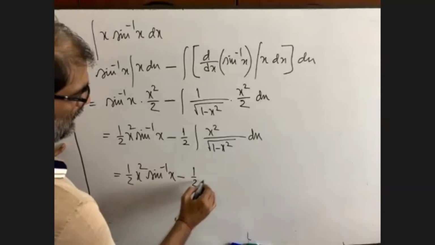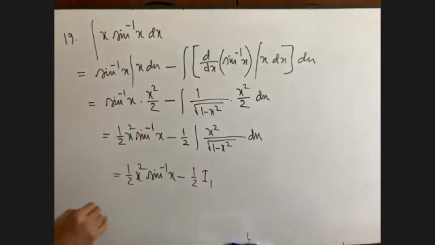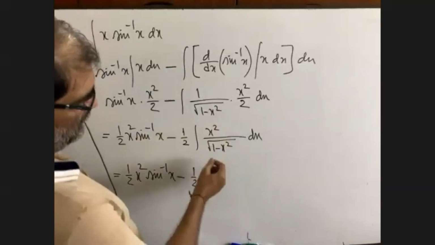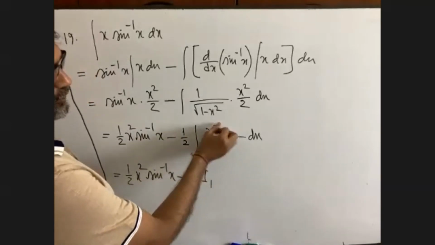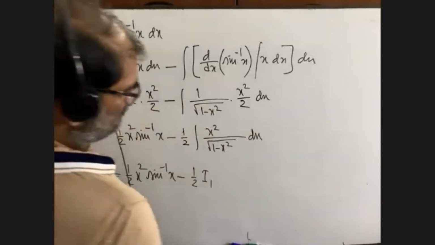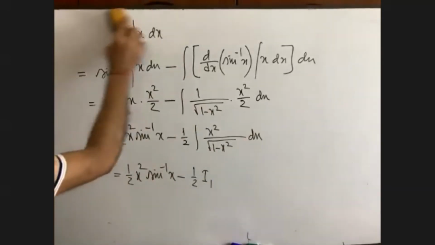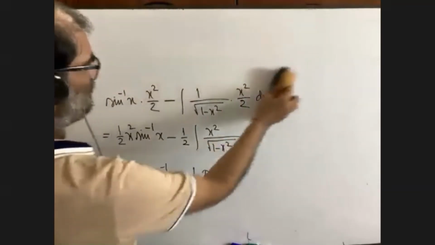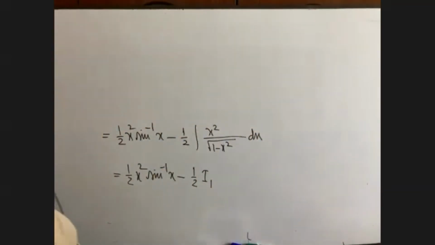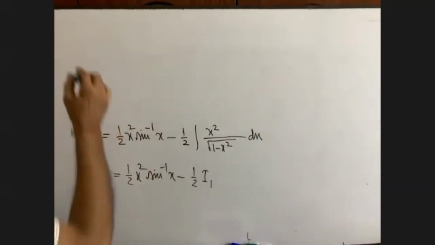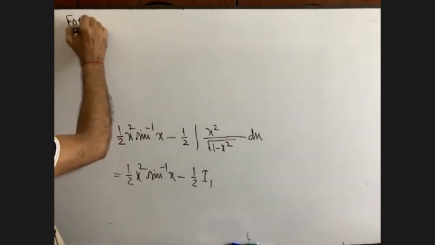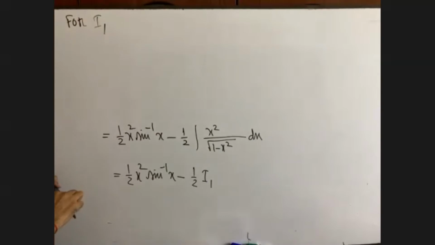Minus half I1. Now who can do this math? Only this part. It is impossible because you see here it is x square, here is also x square. So there is no way. But only one way is left. Who can tell me? There is only one way and no other way. You see the way. Write down for I1. Okay?